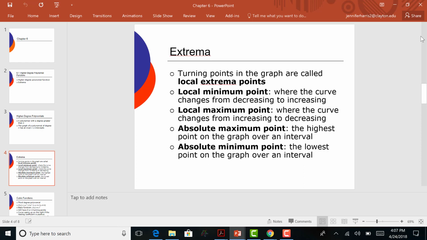Okay, so extreme points are tops and bottoms or peaks and valleys, or we call them turning points. In the homework, it may say turning points. It's not going to say peaks and valleys. It's going to call them turning points or extreme points. So here are my turning points here.